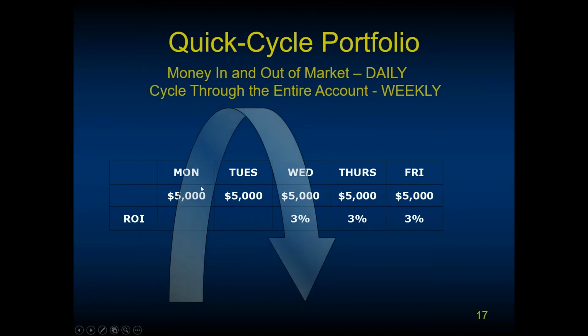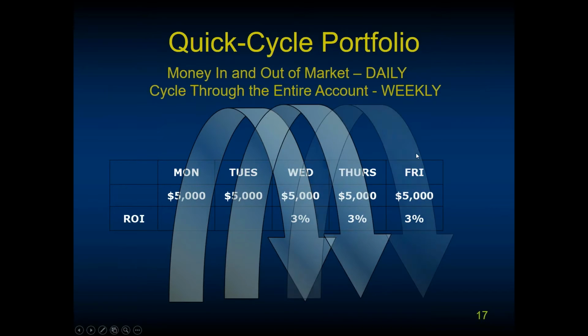So we tend to champion what we call a quick cycle portfolio, which is cycling chunks of your money. If you had a $25,000 portfolio, putting $5,000 in every day, pulling it out every couple of days, and making a few percent a day, letting that stack up to considerable monthly gains at the end of a month.